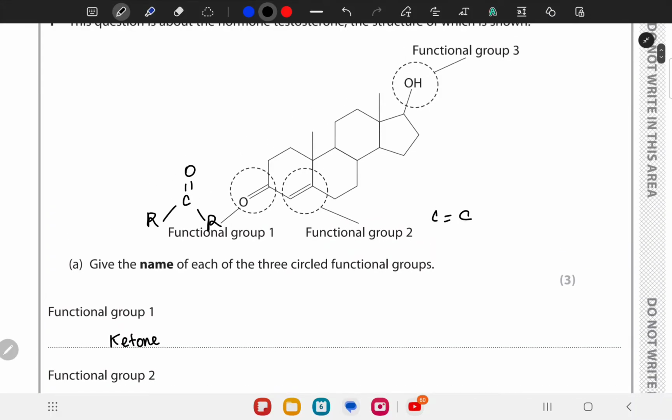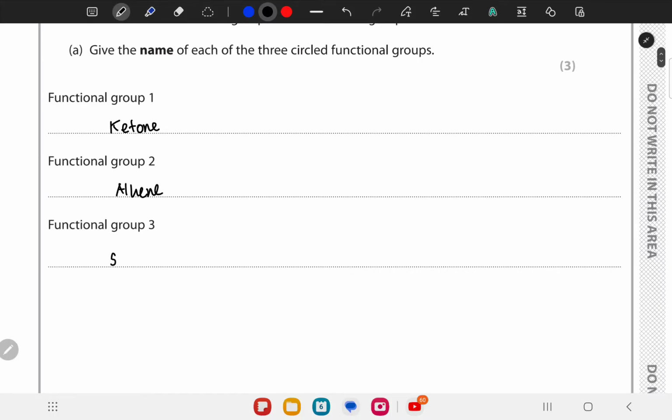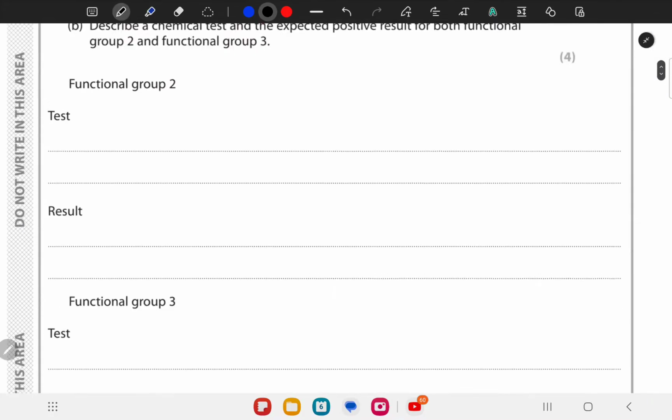Functional group 3, this is a secondary alcohol. You don't always have to write the secondary before the alcohol, but it's always safer to do so in Unit 3.